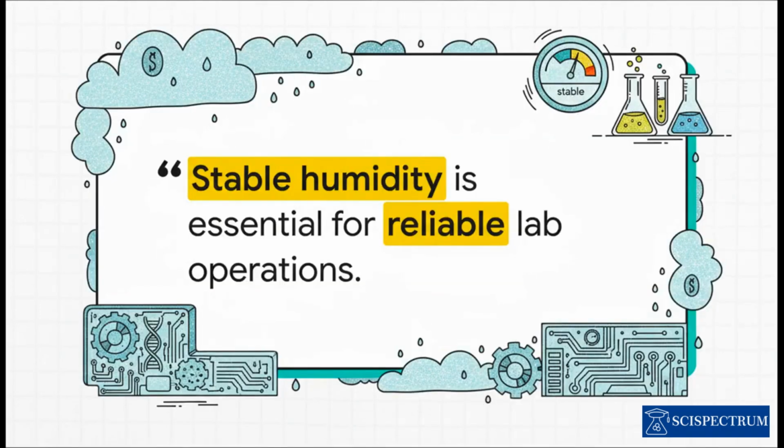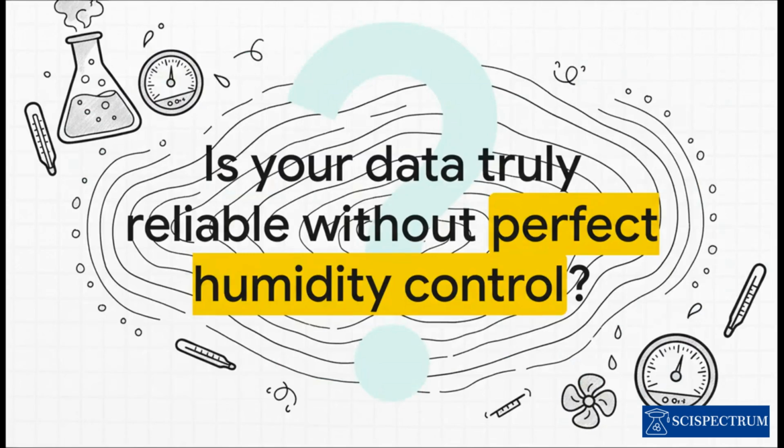Wow, this has been incredibly helpful. As we start to wrap up, what's the one single most important takeaway people should remember from all this? The key message, really, is that stable humidity is absolutely essential for reliable lab operations. A well-maintained hygrometer is the tool that makes sure your samples, your instruments, and your entire controlled environment stay exactly where they need to be. It's truly a cornerstone of data integrity. That's a perfect summary, and it leaves all of us with one final question to take back to our own labs. Is your data truly reliable if you don't have perfect humidity control?